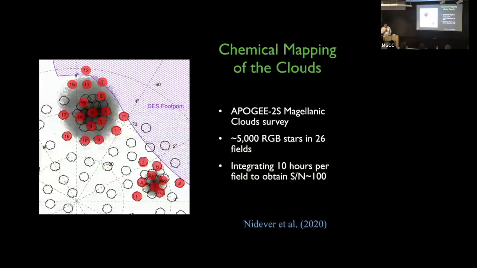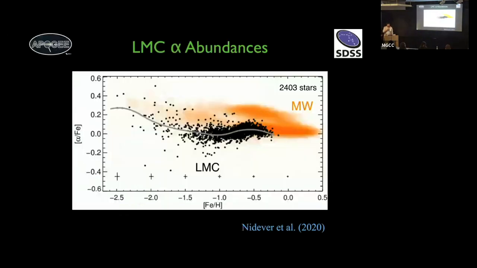So here is our MC survey, and it's the first large systematic abundance study of the clouds. We had 5,000 RGB stars in 26 fields, which we then roughly doubled because of the pandemic. We integrated about 10 hours for each field to get a signal to noise of 100. So this is what the abundances look like.